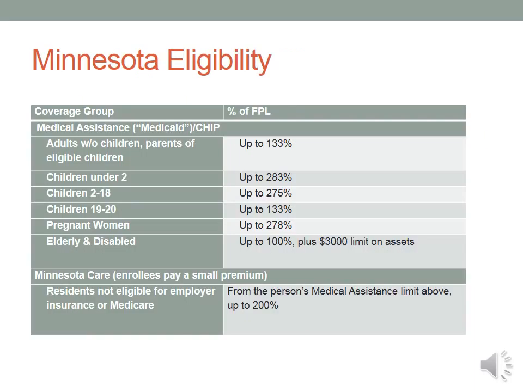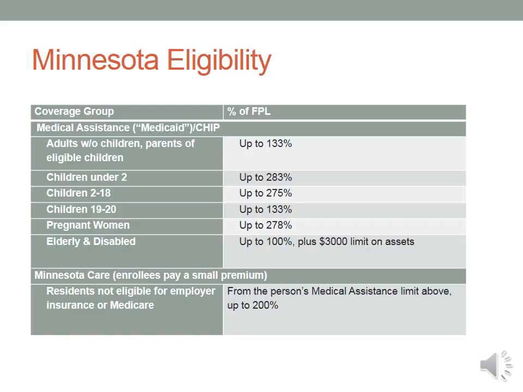Let's look at Minnesota specifically because states vary so widely. We can't really look at all different states. I can talk to you about minimum eligibility, but with the Affordable Care Act expansion and the variety there, and some states choosing to be more generous or less generous, this is where we are in just Minnesota. So if you are an adult without children, or you're a parent of eligible children, you get coverage up to 133% of the federal poverty limit. And that first category, adults without children, that's that eligibility under the Affordable Care Act.